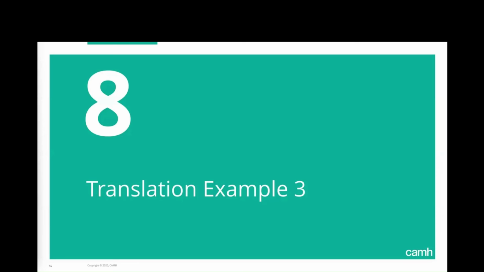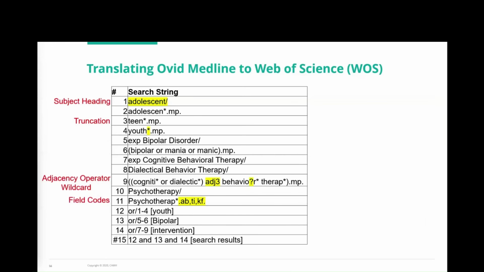For our last example, we'll look at translating Ovid Medline to Web of Science. Web of Science is not a proper biomedical or health science database, but rather a multidisciplinary database and could still contain relevant literature on our topic. CAMH does not offer access to Web of Science, but we have included this example as some CAMH staff have access to it through affiliated institutions. Again, we'll use the Medline search as the base search before we adapt it to Web of Science.